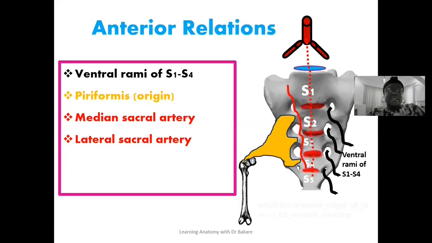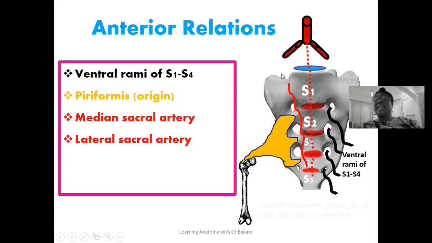The lateral sacral arteries are two in number. We have one on this side, and we also have another emergence on the other side. So as it emerges from the internal iliac artery, you see it running through this course, and this is how it becomes positioned around the anterior surface of the sacrum.